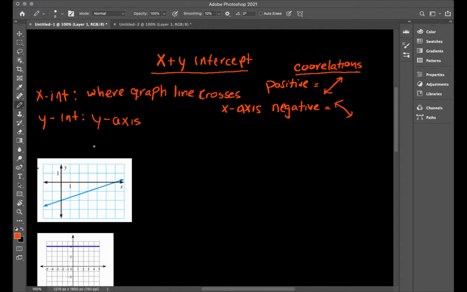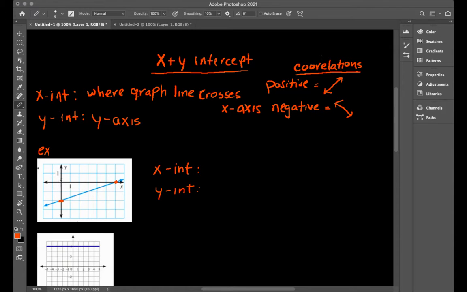Okay, so let's do example problems. This is the first one. All we're doing is telling where the x-intercept is and the y-intercept. Okay, so those are the two things you have to do, and I have to tell them the coordinate point. We said the x-intercept is where the graph line crosses the x-axis, so it crosses at this point right here, and the y-axis it crosses at this point right here.